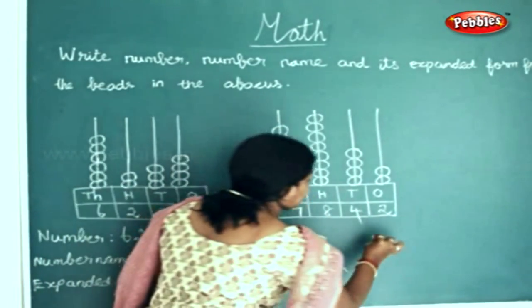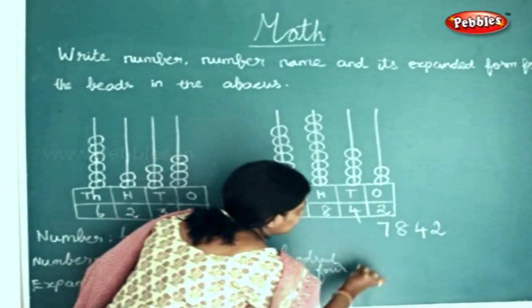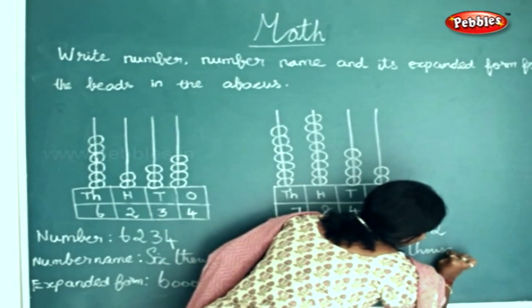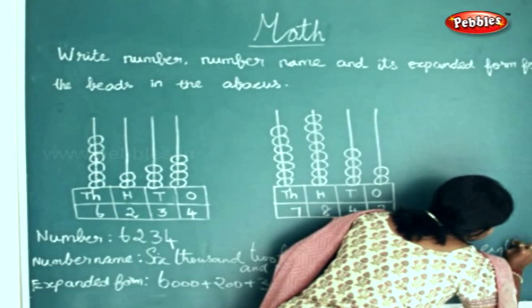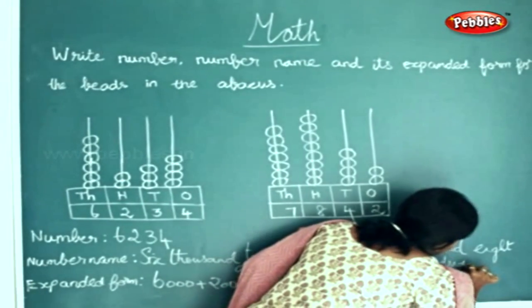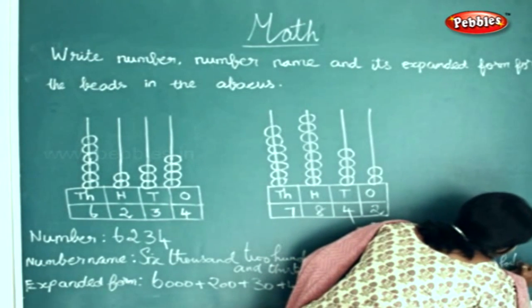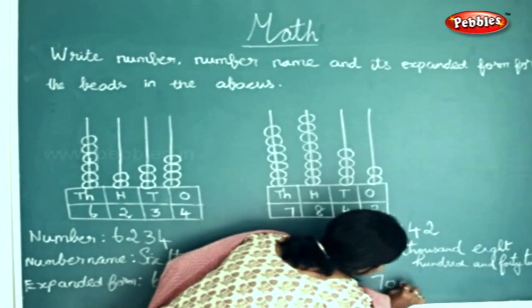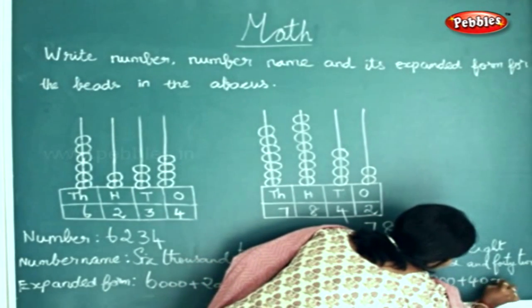So this number can be written as 7,842. The number name is written as 7,842. The expanded form will be 7,000 plus 800 plus 40 plus 2.